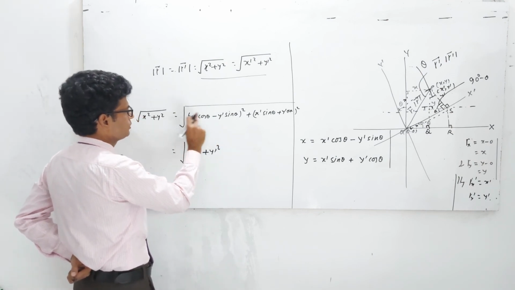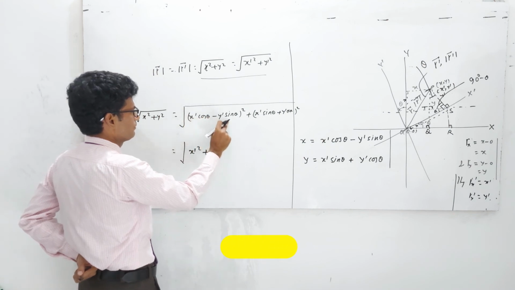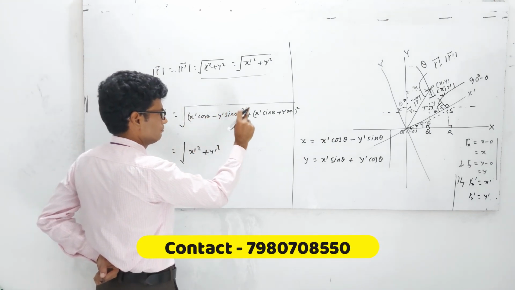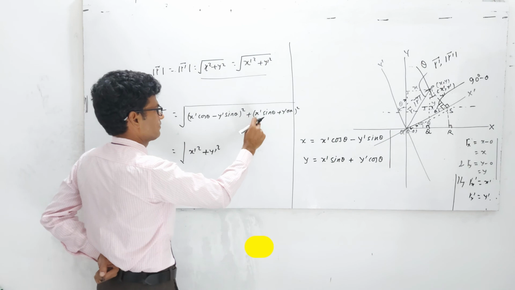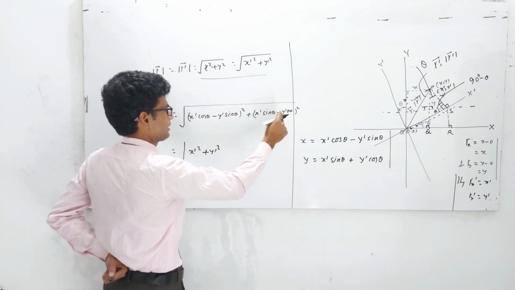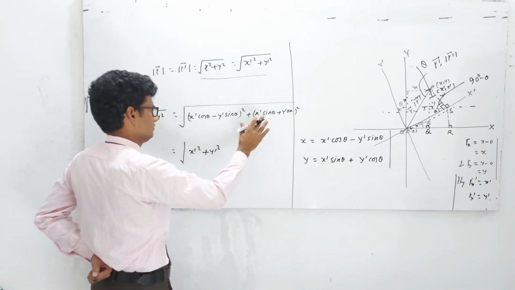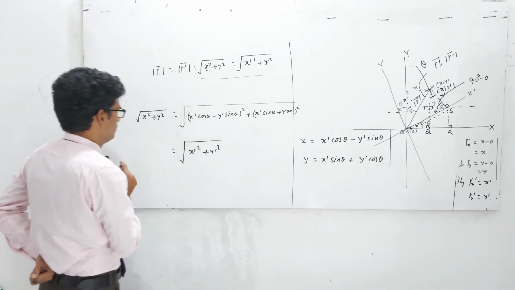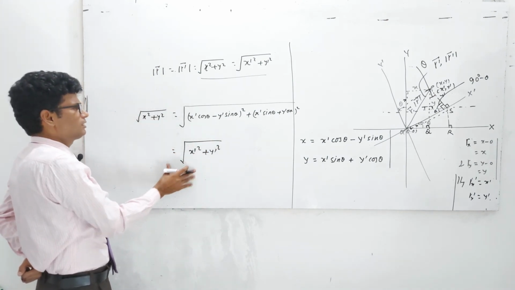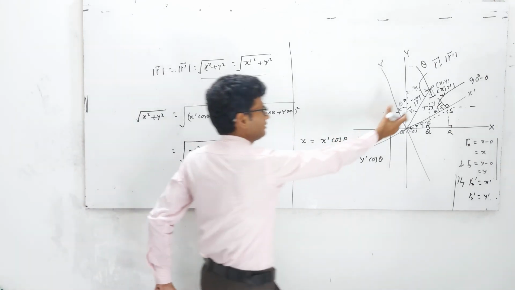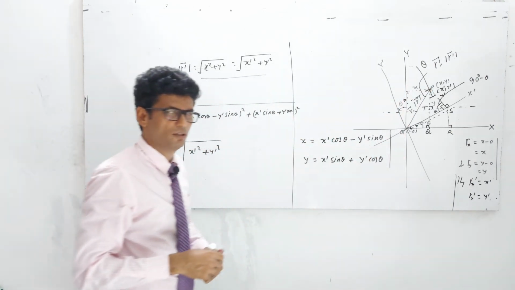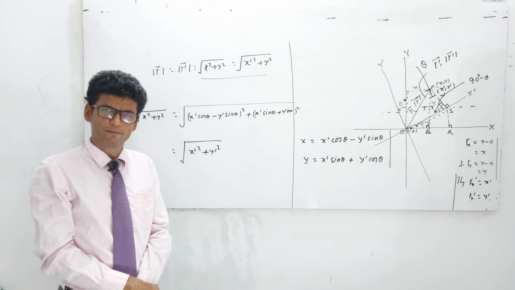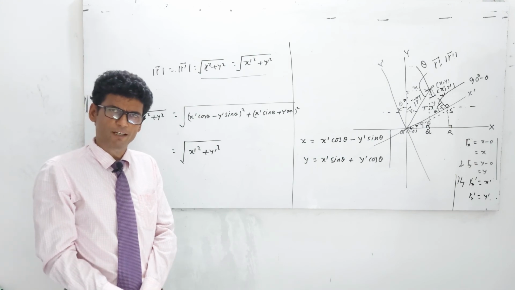Now here minus 2 times x prime y prime sin theta cos theta, plus twice x prime y prime cos theta sin theta. Then these 2 terms will cancel out. We are left with that. So look at here, this is equal to that. It is automatically very obvious from the figure, because the length of this vector is the same in both frames, xy and x prime y prime.